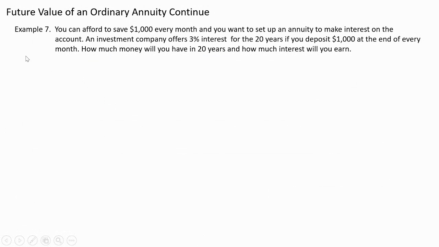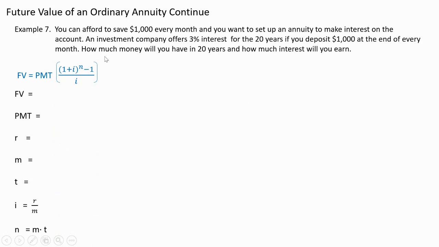And example 7. Again, I got it from the example that I did earlier. I like to use these kinds of examples because they are more like reality, something that can relate to us. So again, example 7: you can afford to save $1,000 every month, and you want to set up an annuity to make interest on an account. An investment company offers 3% interest for 20 years if you deposit $1,000 at the end of every month. How much money will you have in 20 years, and how much interest will you earn? Okay, so let's start out by using the formula.